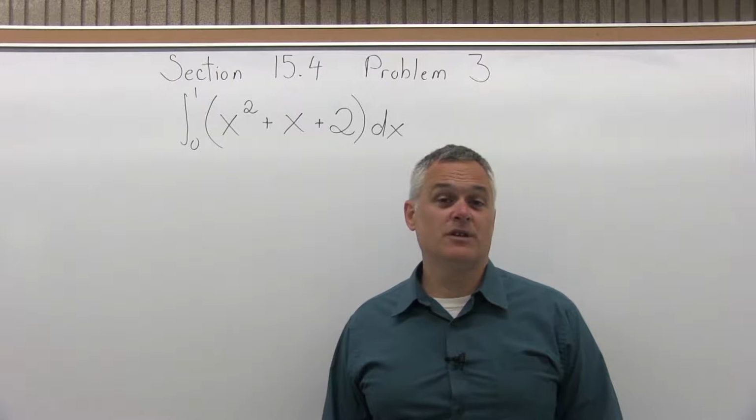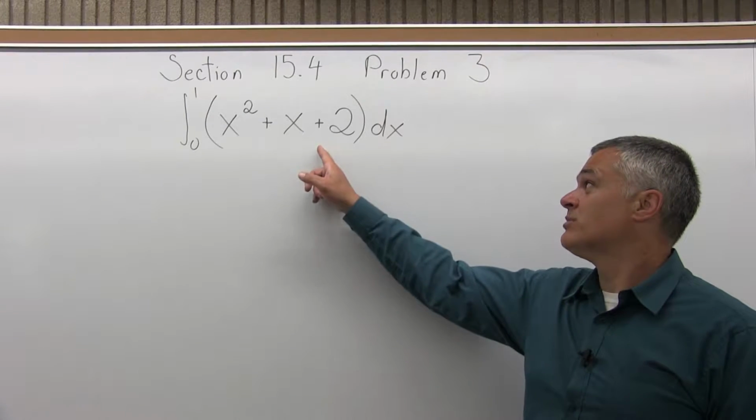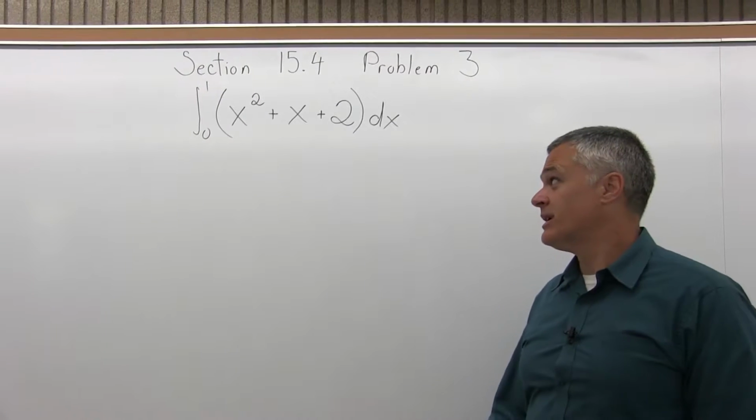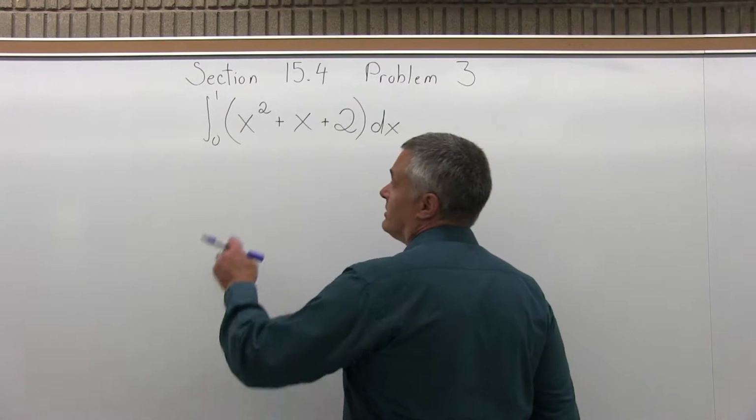This is Section 15.4, Problem 3. We want to do the definite integral of x squared plus x plus 2 dx from 1 to 0. So a definite integral is a four-step process. Step 1 is solve the integral.